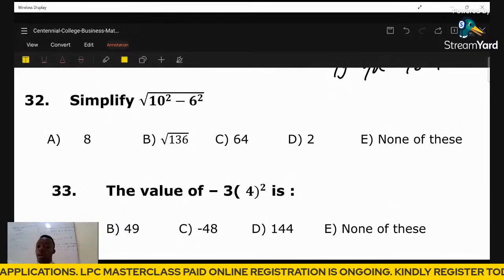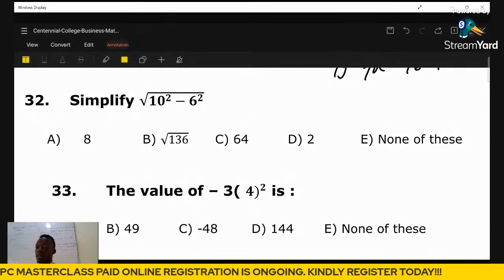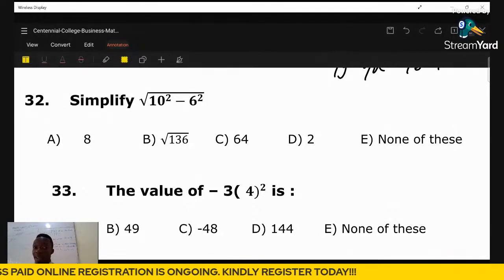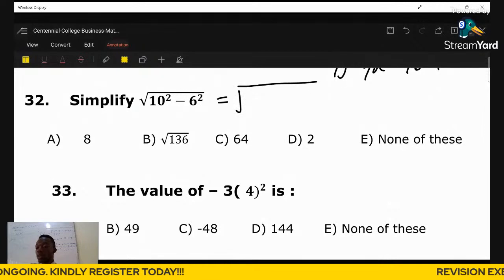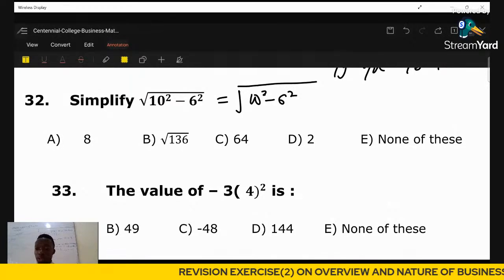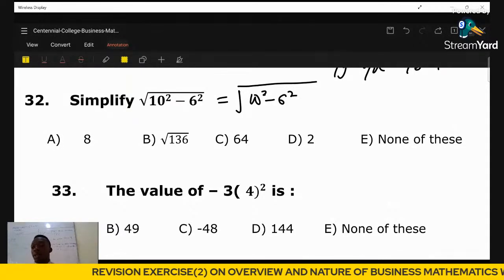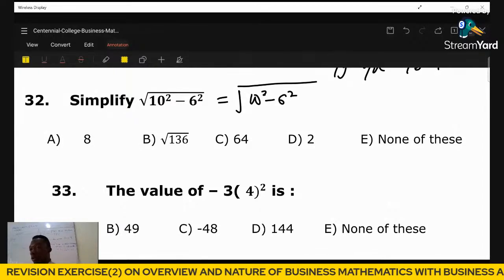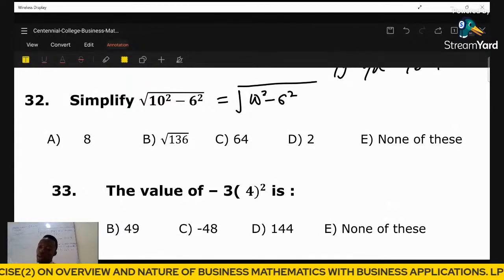Question number 32. We are asked to simplify the square root of 10 square minus 6 square. So what are we getting? You have your square root of 10 square minus 6 square. Here you can think about what we call the difference of two squares, or go straight away to say that 10 square is 100, 6 square is 36. Or you go by using the difference of two squares approach.